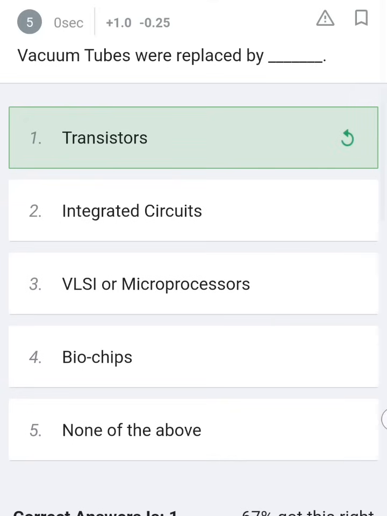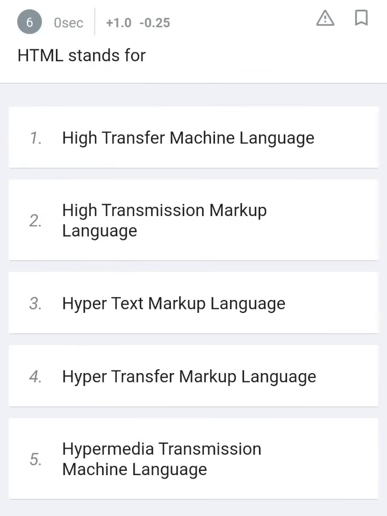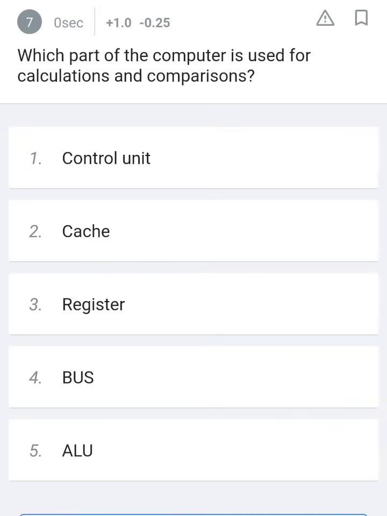Next question, what does HTML stand for? HTML is hypertext markup language.